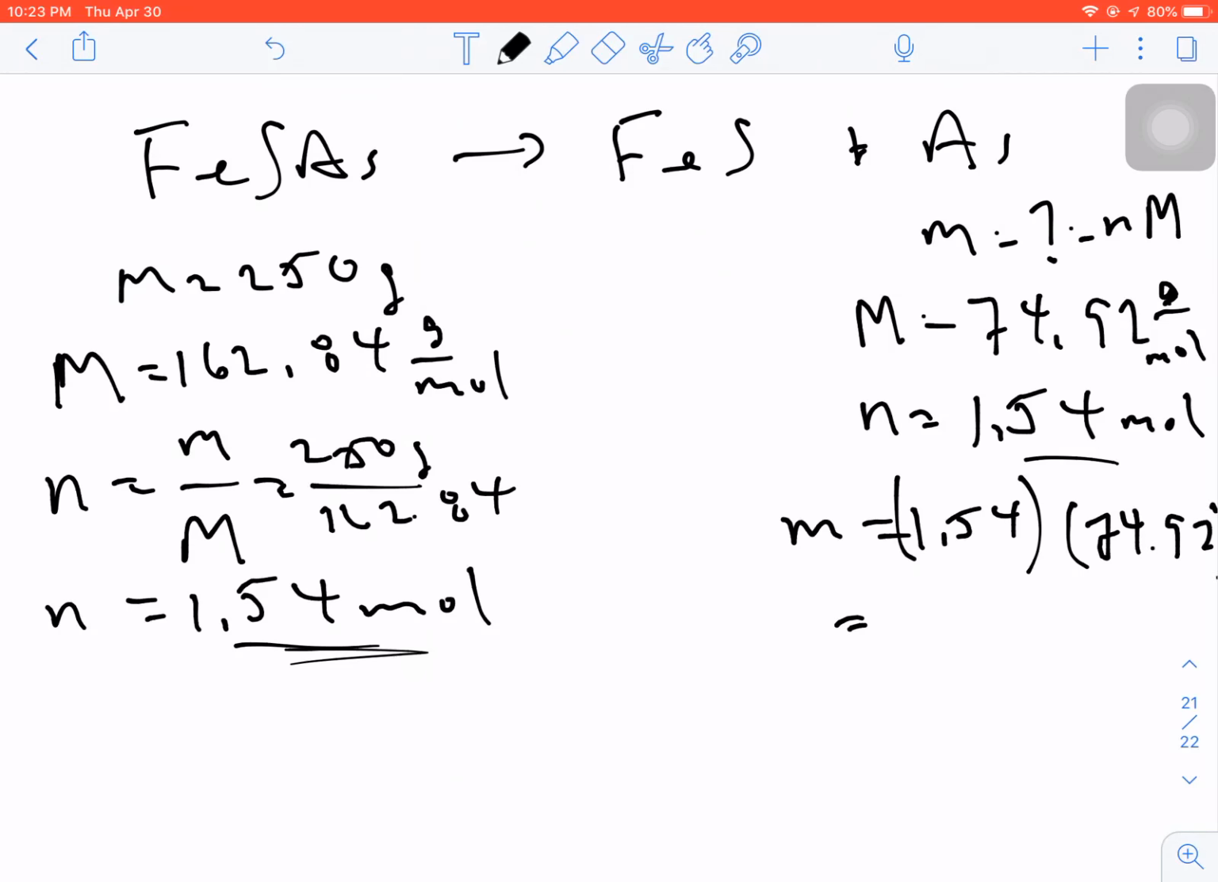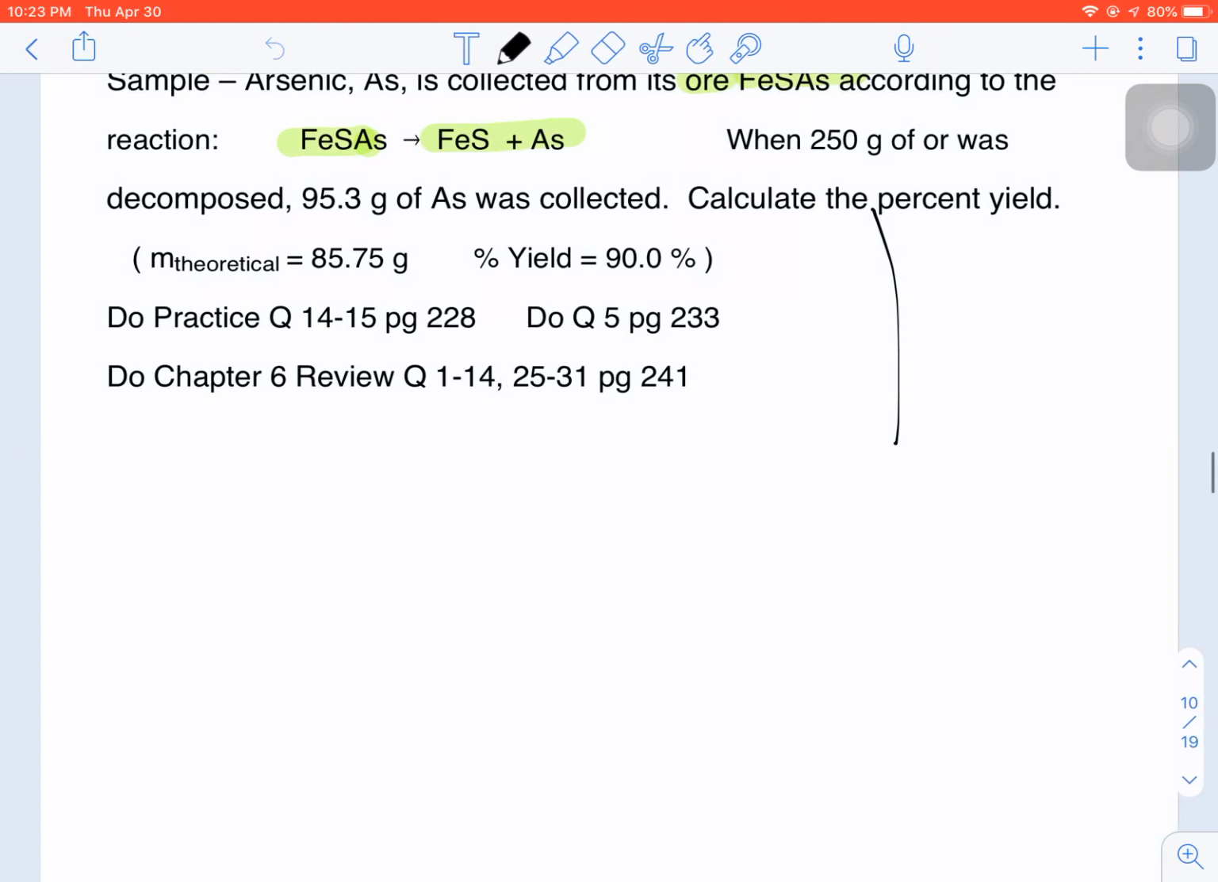Right, and I'll end up with 115 grams. Okay, so that's what I'm expecting when I do this lab. I'm supposed to get 115 grams. Okay, so the question isn't, what are you supposed to get? The question was, this is how much you got. When we did the lab, we really only got 95.3 grams collected. So the question is, what percent yield is it?